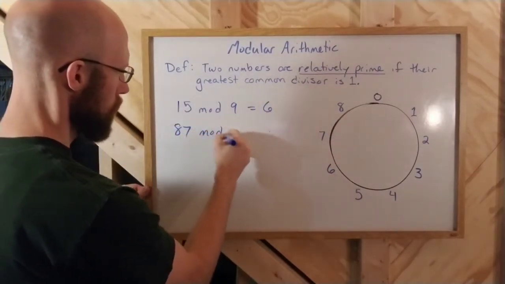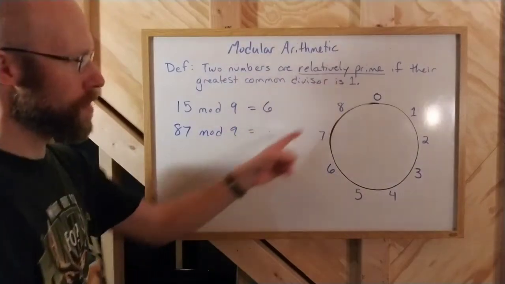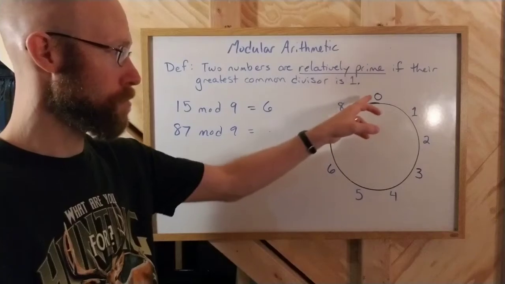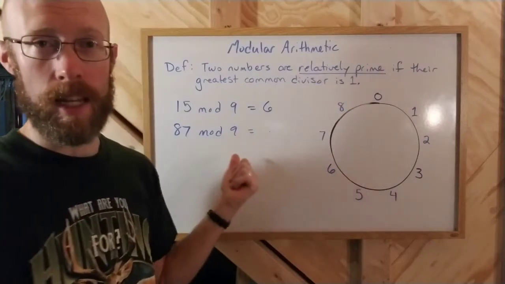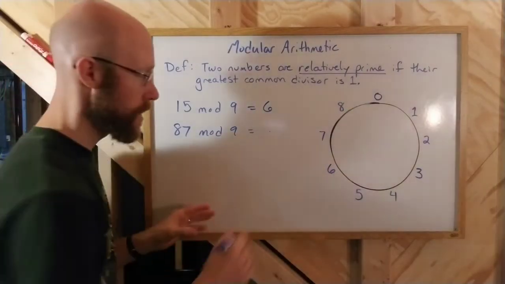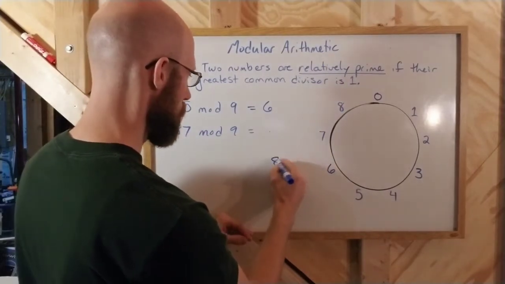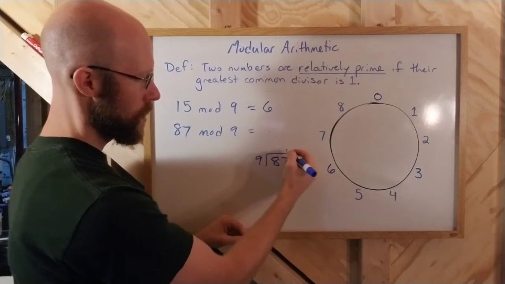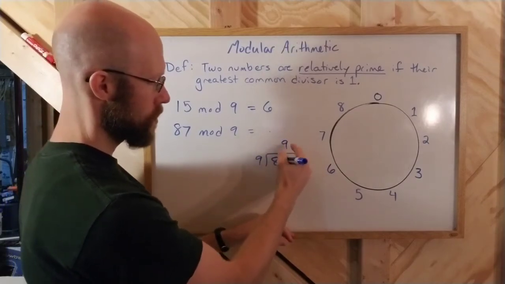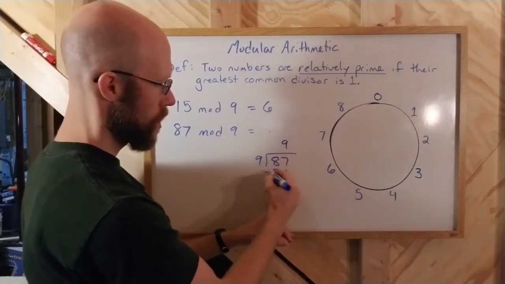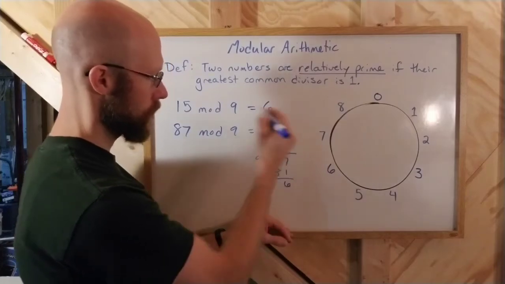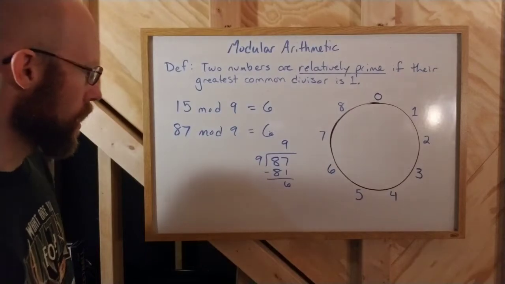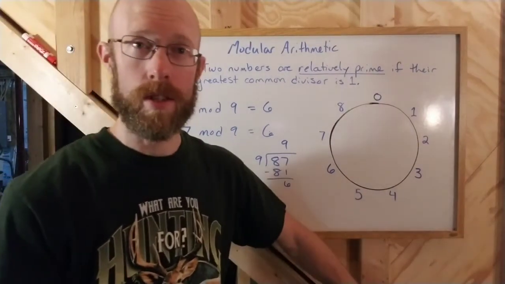If I want to do something like 87 mod 9, now this one I don't want to sit here and count 87 times around. That's ridiculous. I don't really even want to count multiples of 9 till I get to 87. I'm just going to divide, right? It's just a quicker way. 9 goes into 87, 9 times? 9 times 9 is 81. The remainder is 6. Look at that. Got the same thing. All right. And so we can do calculations this way.